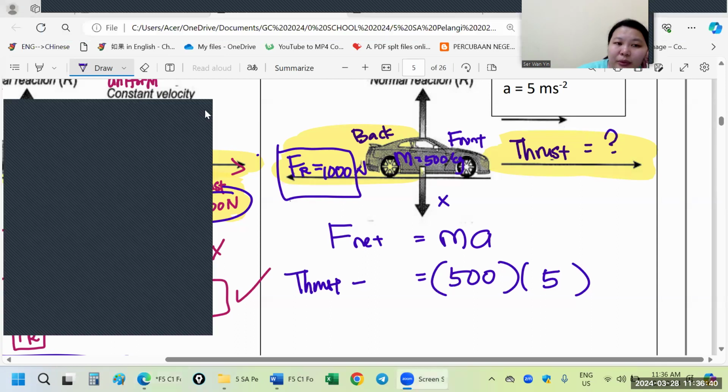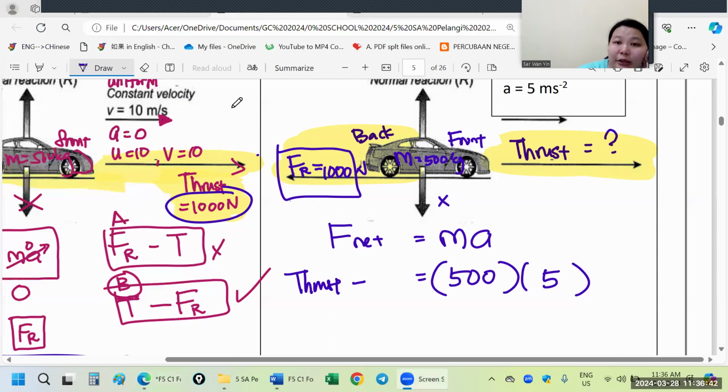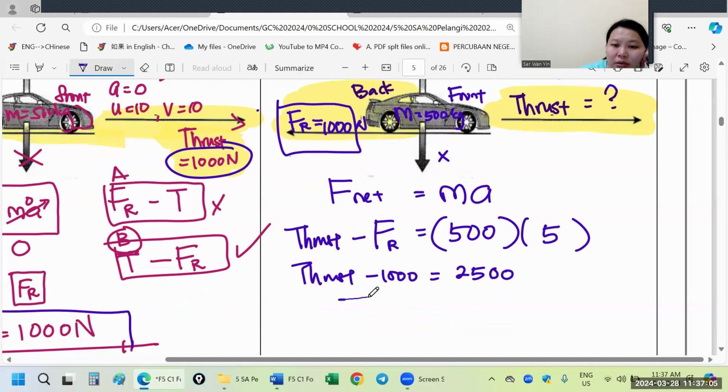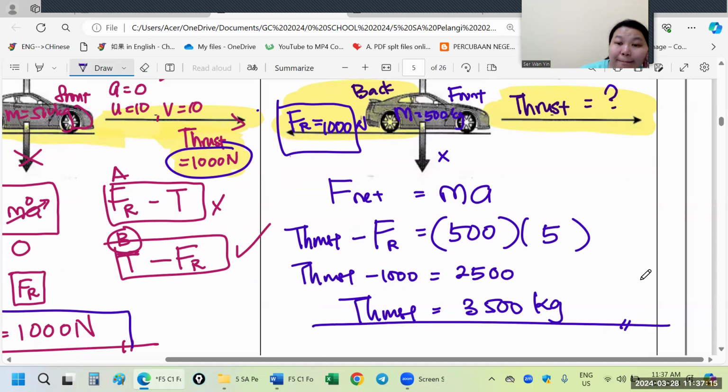Teacher, usually mass is supposed to be in kg or gram? SI unit is kg. But gram is too small, so they use kg. Very good. Any question? Ask. Okay, so thrust minus 1000 equals to 2,500. So the thrust equals to 2,500 plus 1,000, 3,500 kg. Correct?